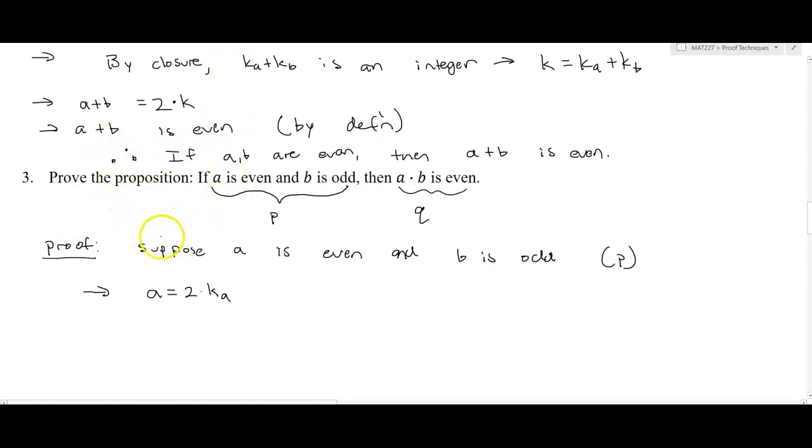And B can be written as 2 times some integer, which I'll call KB, plus 1. We don't want to call them both just K because they don't have to be the same numbers. They don't have to be one number apart, 1 unit apart. So KA could be 5 and KB could be 256.